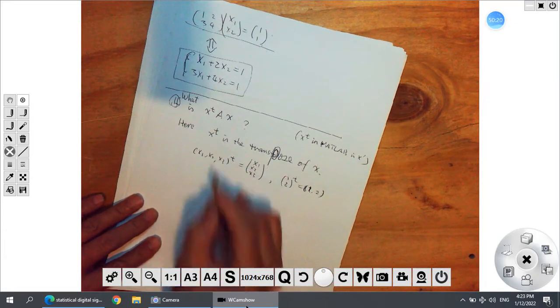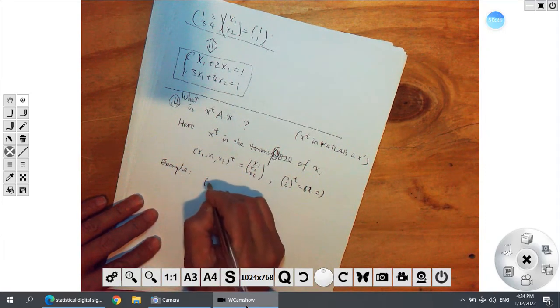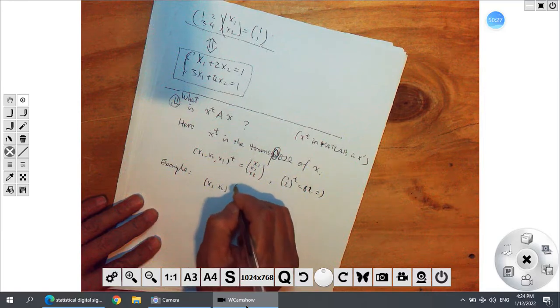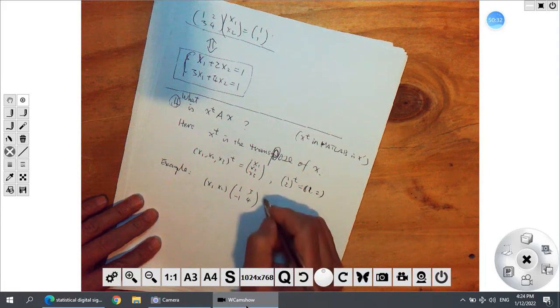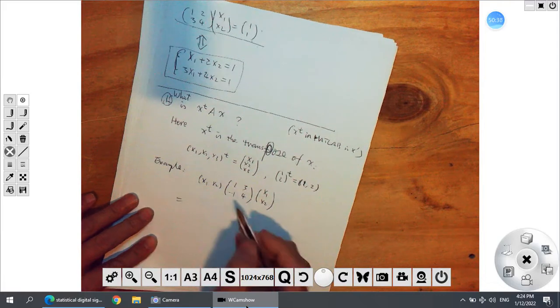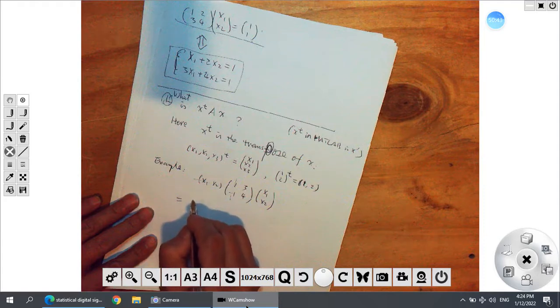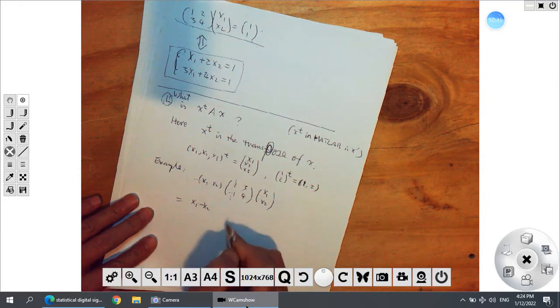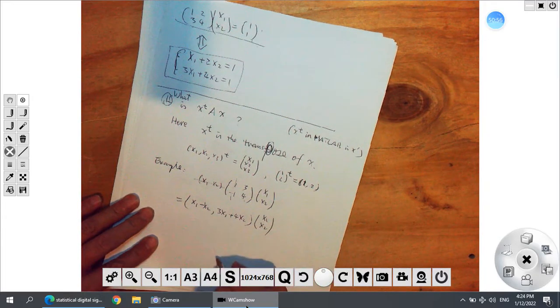Now what is this one? Okay, example. We can have x1, x2 times the matrix 1, 3, negative 1, 4, for example, times x1, x2. What is it? Okay, we do multiplication. We use a row times a column. So this is x1 minus x2. Use a row and a column. I have 3x1 plus 4x2.